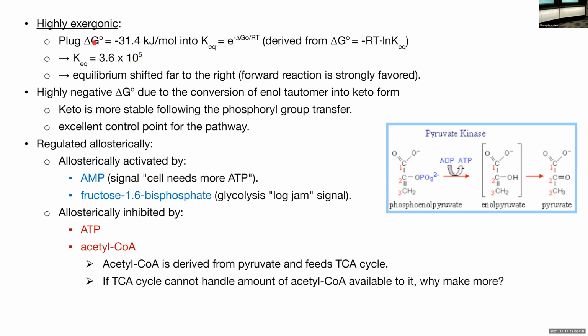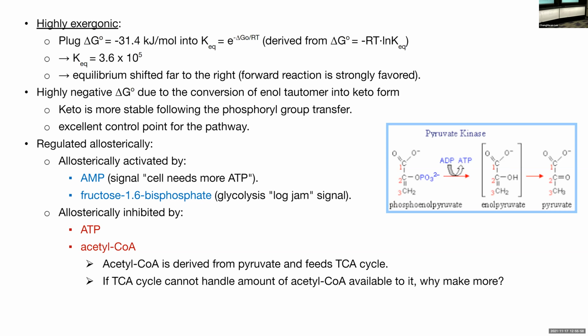And you can plug this delta G naught value into the equation where we related KEQ and delta G naught, which was derived from this equation. Again, we talked about this in the last lecture, so you can always go back and check it. And when you plug this number into the delta G naught, you can get KEQ as 3.6 times 10 to the fifth power. It's a really high number, and KEQ is the ratio of the product and the reactant concentrations, right? So you have a lot of the products and less of the reactants.